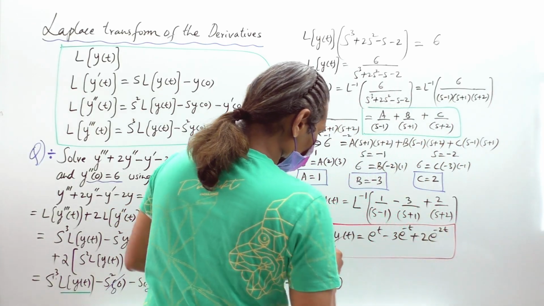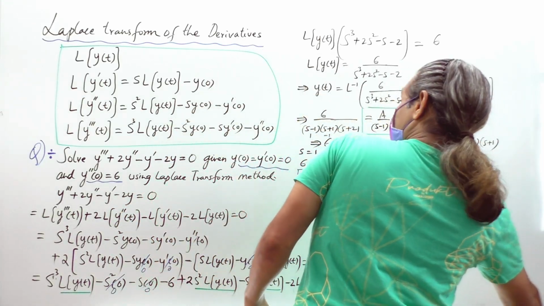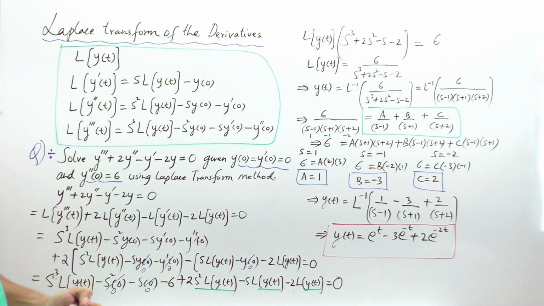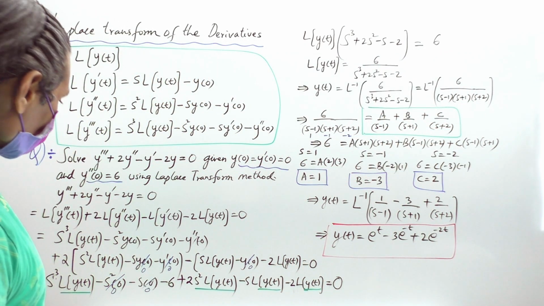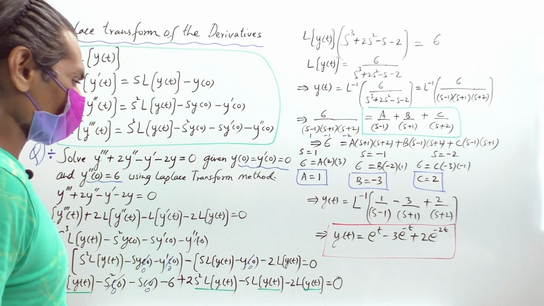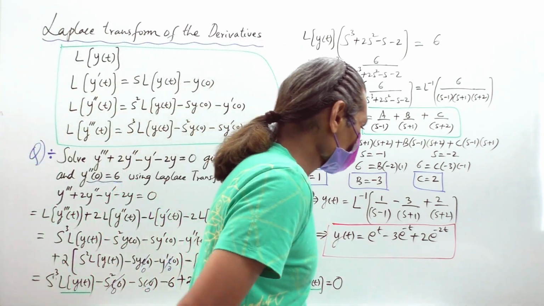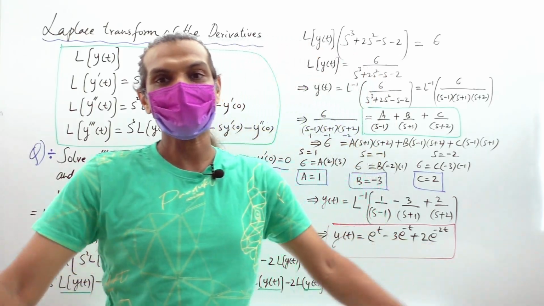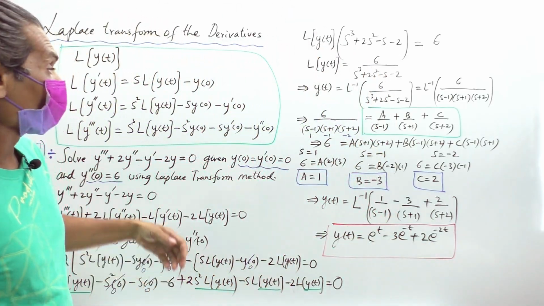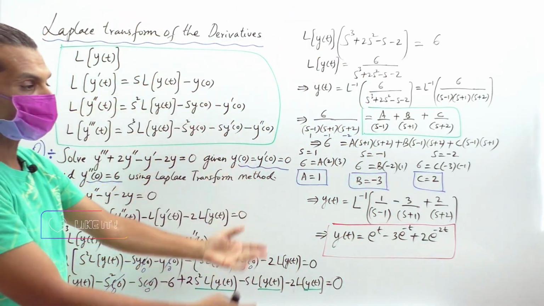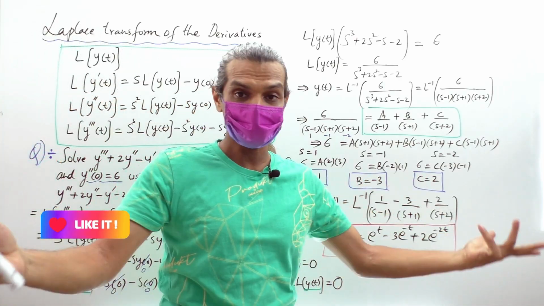So the solution for the question, solve y triple dash plus 2y dash minus 2y is equal to 0 using the Laplace transform method, is y of t is equal to e raised to t minus 3 e raised to minus t plus 2 e raised to minus 2t. That's the solution. See how beautifully we converted t to s, found the inverse Laplace, and got a solution. That's all.